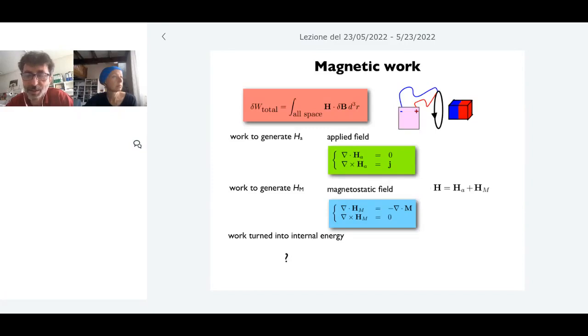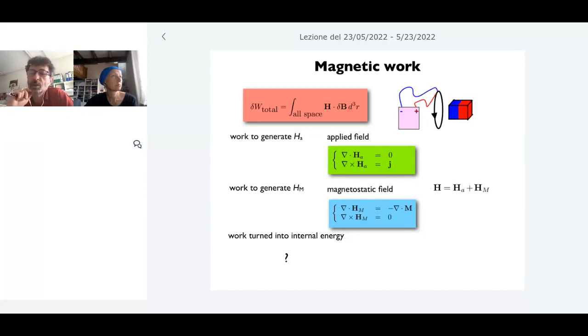But in any case, let's take a situation like this. We have a current loop or a solenoid, and we call H_A the applied field, the field that we generate with our solenoid system. Let's call H_M the magnetostatic field, the field which is generated by the magnetic material. It's the object that we want to study, we want to understand.